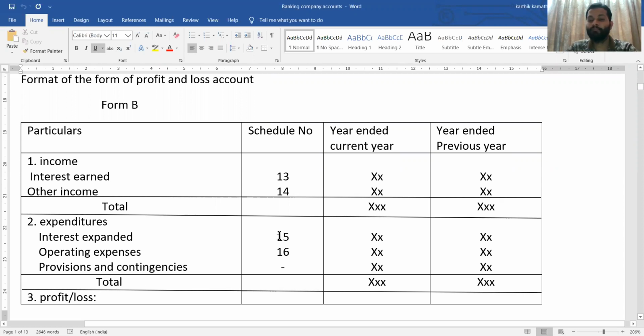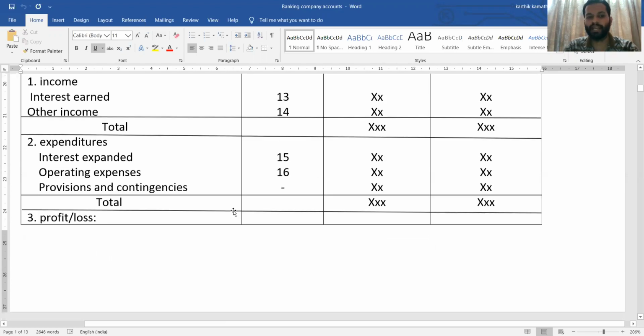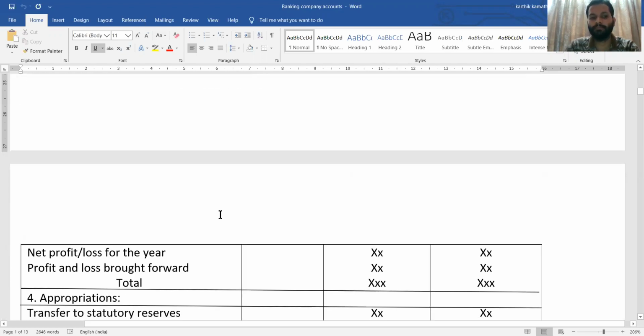After that, if there are any provisions and contingencies, like provision for bad debt and provision for taxation, you write that information under provisions and contingencies. Then you will get the total expenditure. The third head is profit and loss. How to get profit and loss? Income minus expenses: income total minus expenses total gives the profit and loss information, that is, the net profit or net loss for the year.